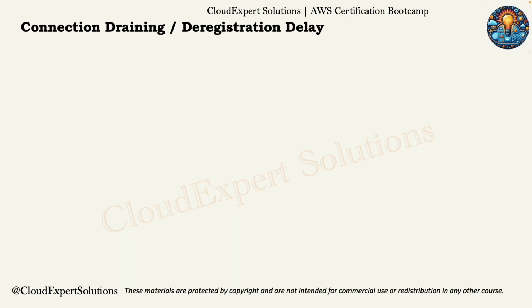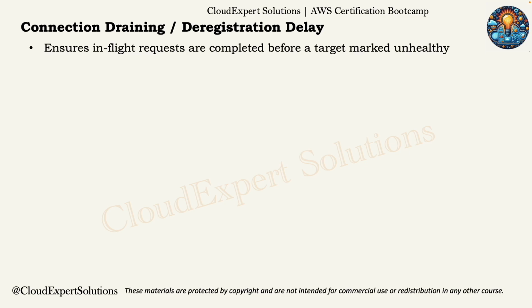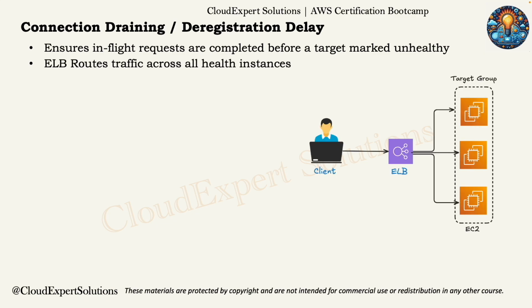Now let's review connection draining or deregistration delay. Connection draining is a feature in Elastic Load Balancer which ensures in-flight requests are completed before an EC2 instance is deregistered or becomes unhealthy. Let me explain with a simple real-life example. Imagine that you are at a restaurant and the kitchen is about to close. Connection draining is like the staff saying that we won't take new orders, but we will finish cooking the meals that have already been ordered. Elastic Load Balancer connection draining also works that way.